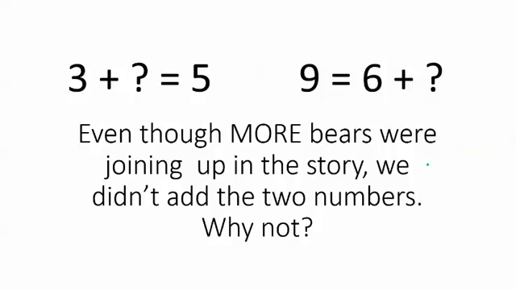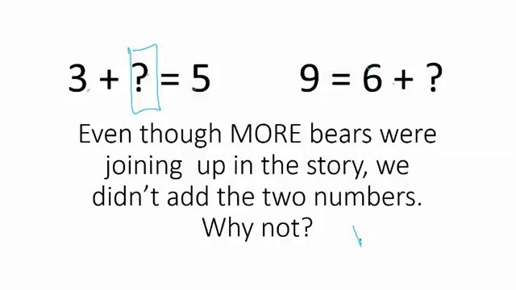So we had 3 plus question mark equals 5. That was the bears. And then 9 equals 6 plus question mark. And even though more bears were joining in the story, we are always talking about more, we didn't add the 2 numbers, right? We didn't add 3 plus 5 and get 8. We didn't add 9 plus 6 and get 15. Why not? And have a conversation about how the mystery box is really what's getting added, right? And so we're not adding 3 and 5. We're thinking 3 and what should make 5. Right? We're missing a part.